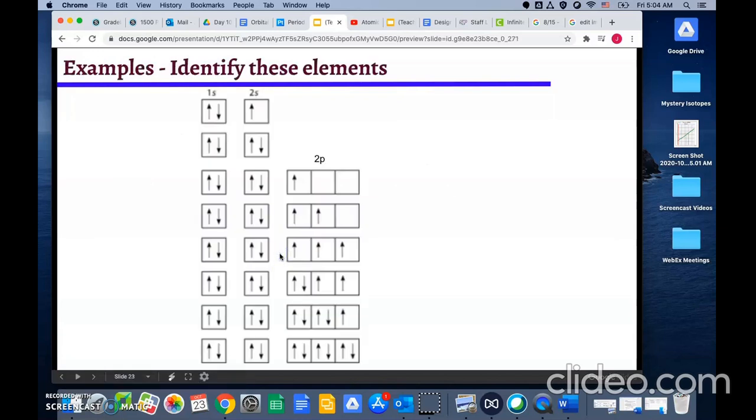Okay, so let's go through a few examples. We're going to identify these elements. So this is sort of how we write our orbital diagrams. We always say which orbital it is at the top. So this is the 1s orbital, this is the 2s orbital, this is the 2p orbital. And then this is how they're occupied. So this 1s orbital has 2 electrons, and then the 2s orbital has 1 electron.